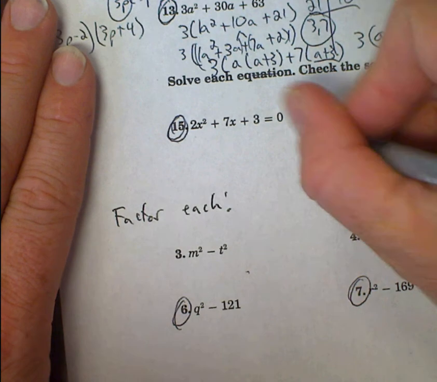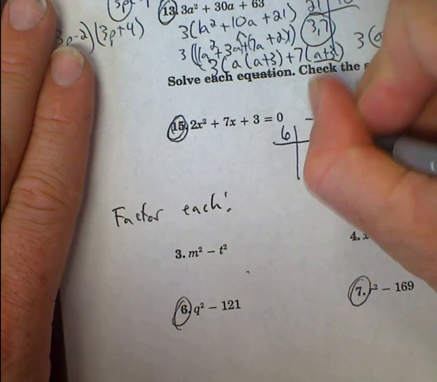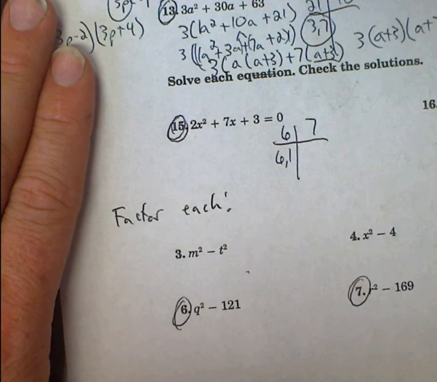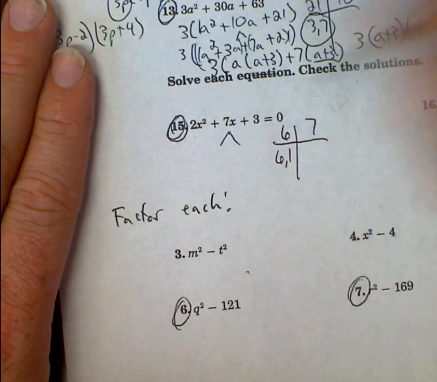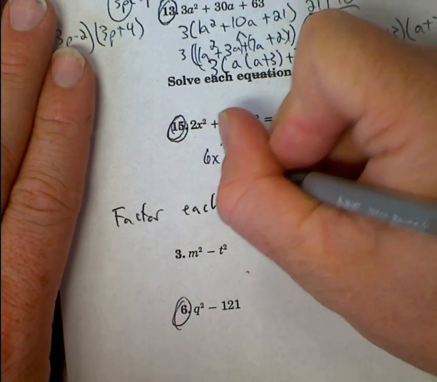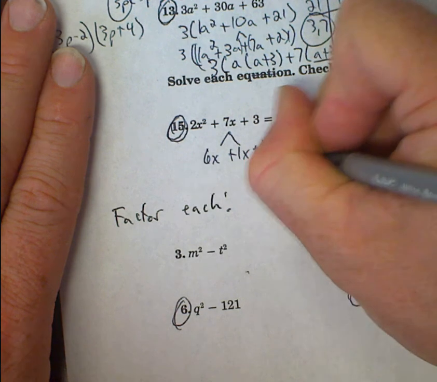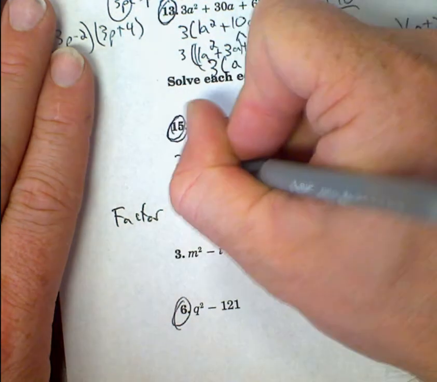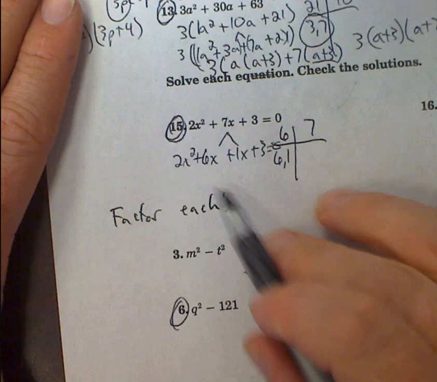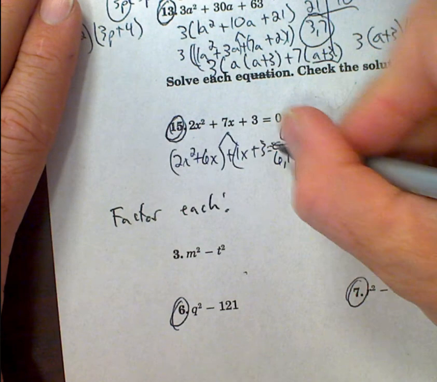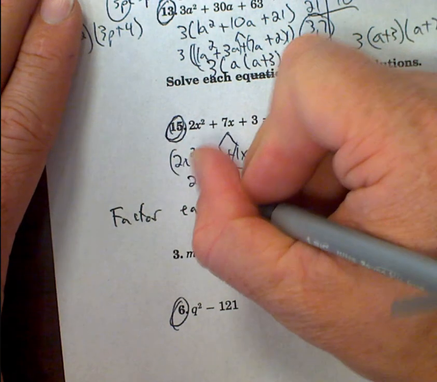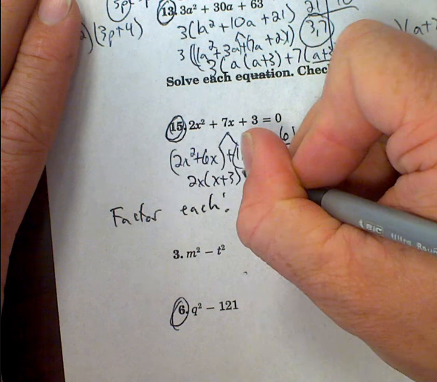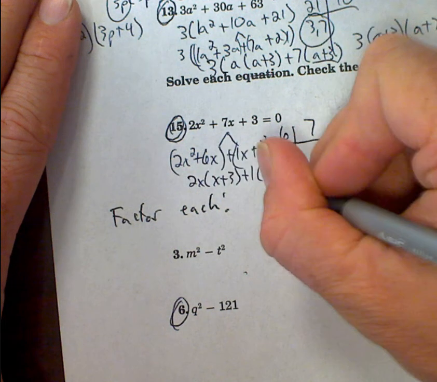2 times 3 gives me 6, middle term 7. So this would be 6 and 1. So I can go ahead and break that as 6x plus 1x plus 3 equals 0. Bring down my 2x squared. I can go ahead and group. So I can take a 2x out. I'm left with x plus 3. I can't take anything out, so that's a 1.